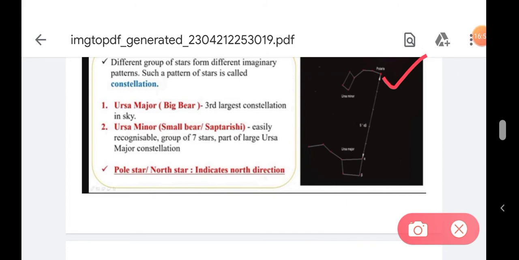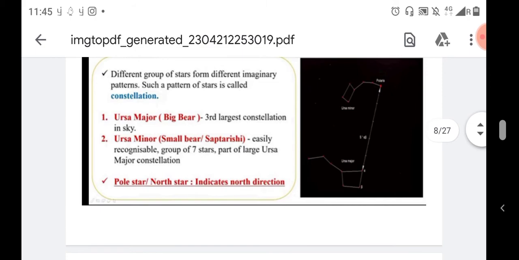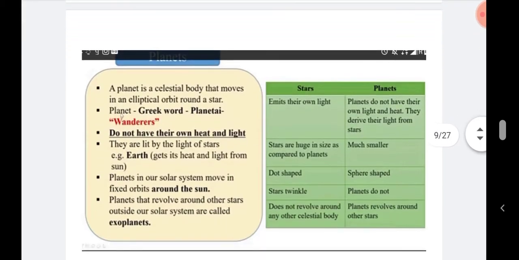And this pole star, जिसको हम बोलते हैं pole star और north star, indicates north direction, it doesn't change its direction. So इस स्टार की मदद से बहुत सारे जो ट्रैवलर्स होते हैं या फिर जो भी अदर उस टाइम के ट्रेडर्स होते थे, वो इन्हीं से ही अपना रास्ता पता करते थे.